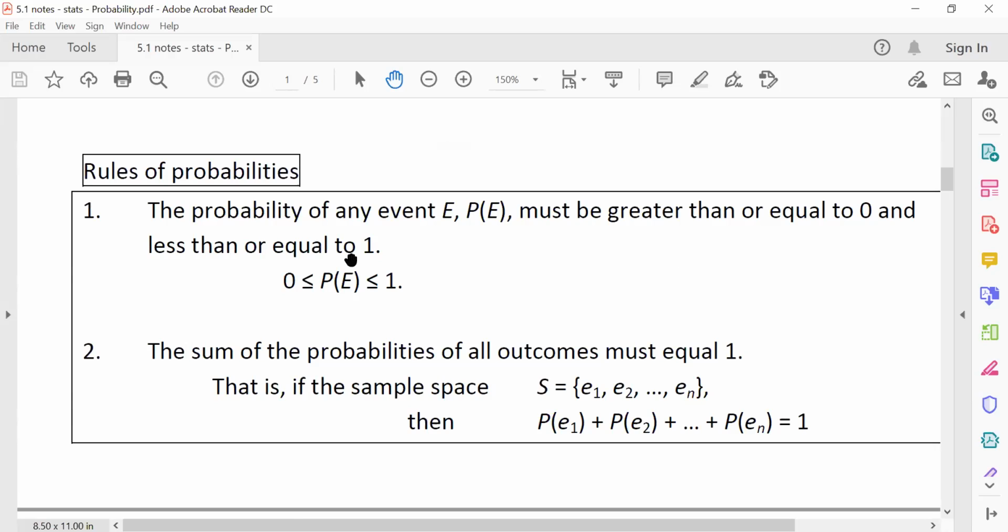So the first thing here, for any event E, we'll use this terminology to notate the probability of E, P of E. It's kind of like a function like f of x. Here you're saying the probability of the event E, the probability that this event occurs.